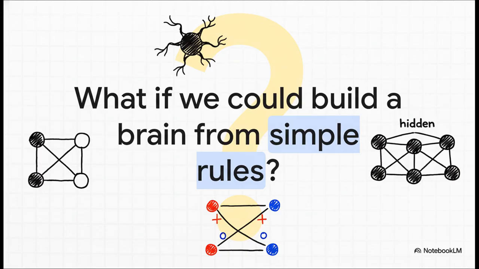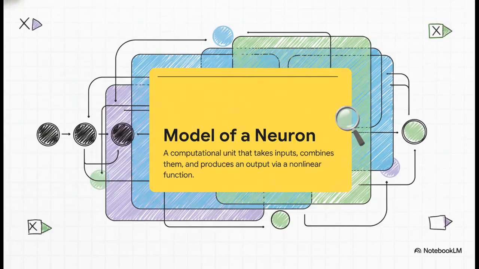So let's kick things off with a huge question. I mean, our brains are unbelievably complex, right? But what if we could capture the magic of learning using a bunch of really simple rules? This is the very idea that launched the entire world of artificial intelligence that we see all around us today. And it all starts with this, the artificial neuron.